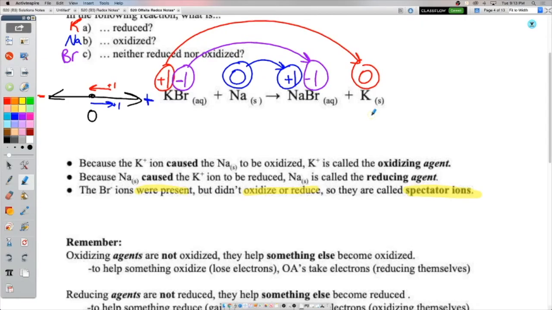Okay, so sodium lost its electron and potassium picked it up. We can think of it the other way too, right? Sodium lost its electron because potassium took its electron, right? So in a way, the potassium taking that electron caused the sodium to be oxidized. Okay, so what we would say then is that K plus, because it caused sodium to be oxidized, it's the oxidizing agent, right? So agent, okay? Potassium did not get oxidized, but it caused something else to become oxidized.